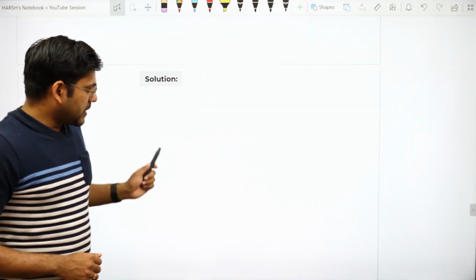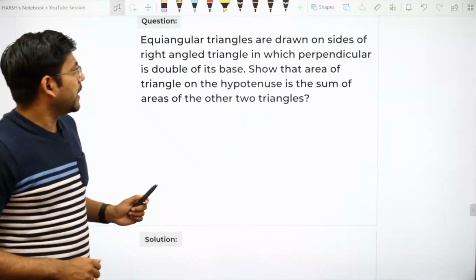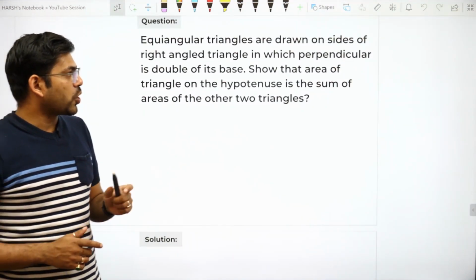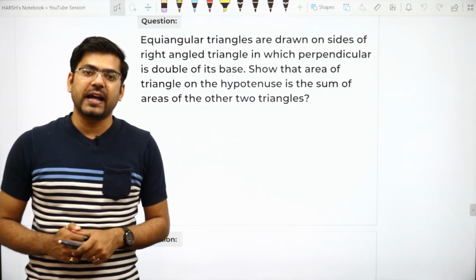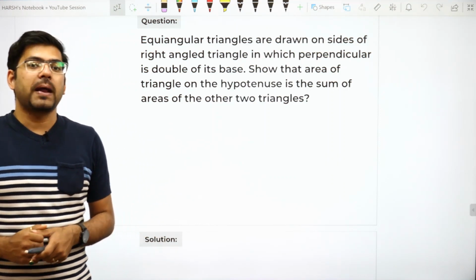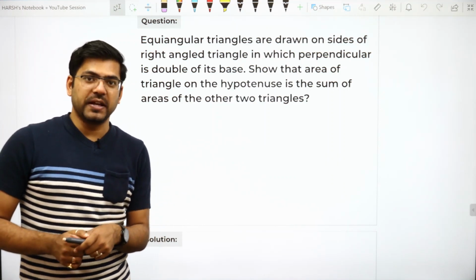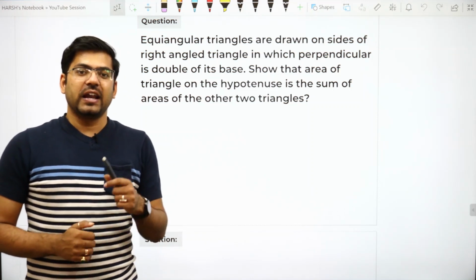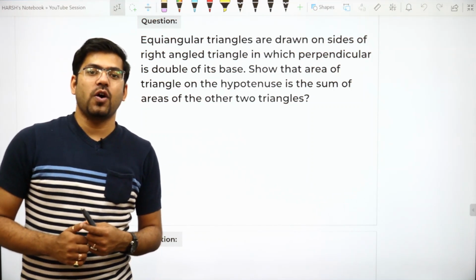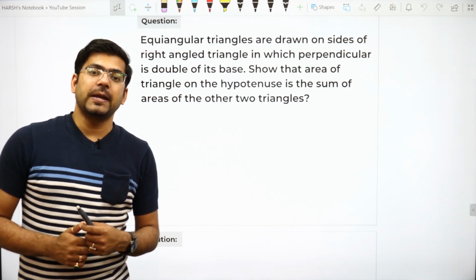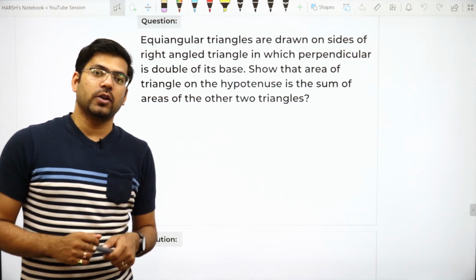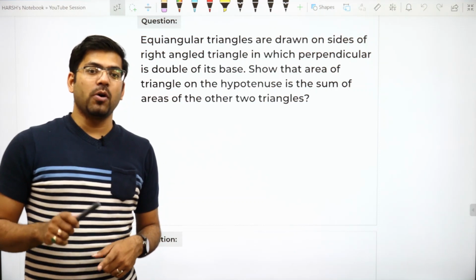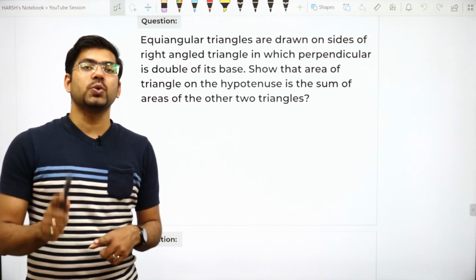The next question goes like this. Equiangular triangles are drawn on the sides of a right angle triangle in which the perpendicular is double of its base. Means if the base is x, then the perpendicular will be 2x. Now it is saying show that the area of the triangle on the hypotenuse, a triangle has been made on the hypotenuse, is the sum of the areas of the other two triangles.